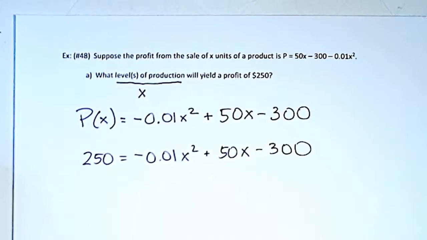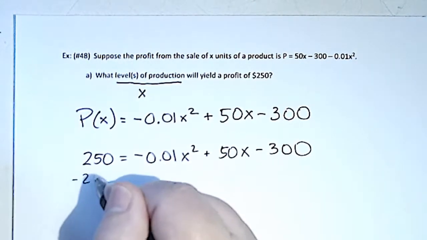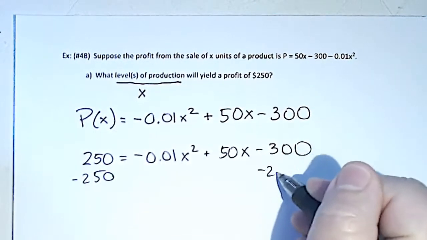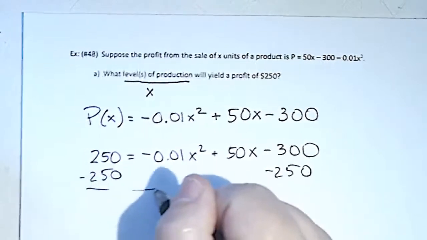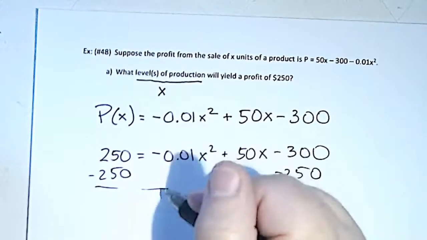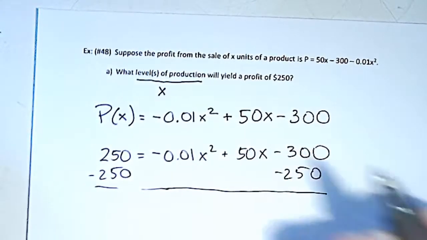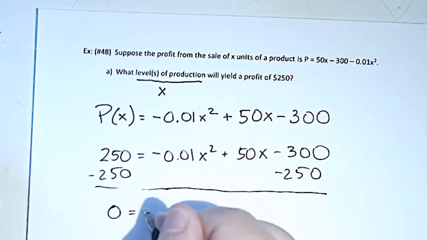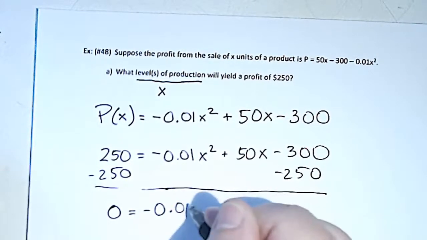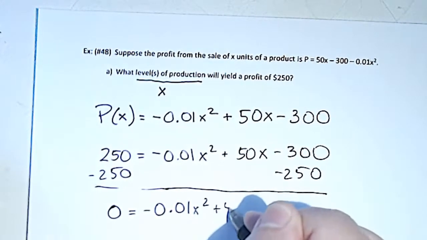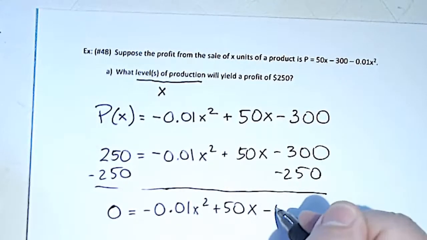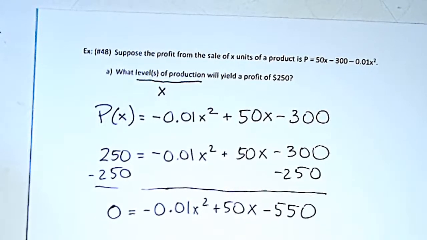Which means that in order to solve this, I'm going to have to move this 250 over to the other side. So let's subtract 250 from both sides. Woohoo. Oops. Paper won't hold itself. And then I get 0 equals negative 0.01x squared plus 50x minus 550.